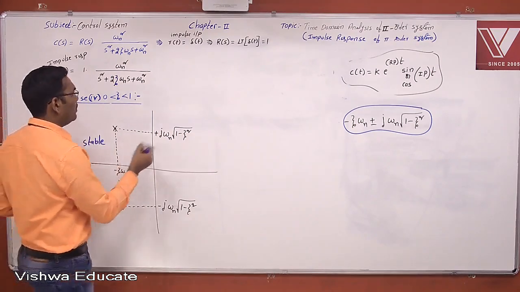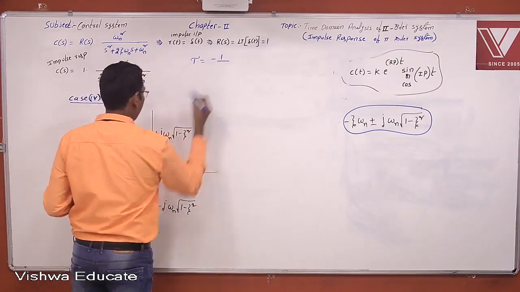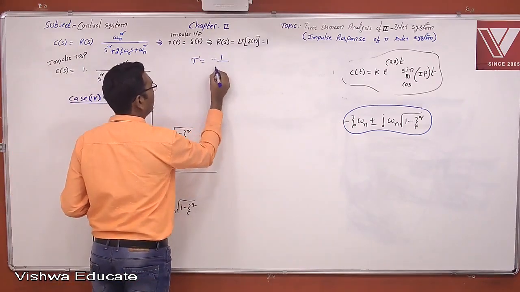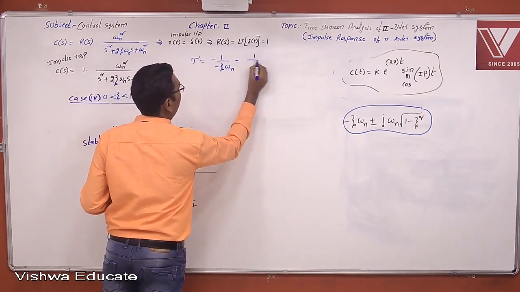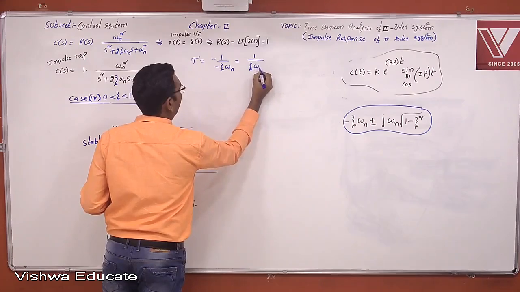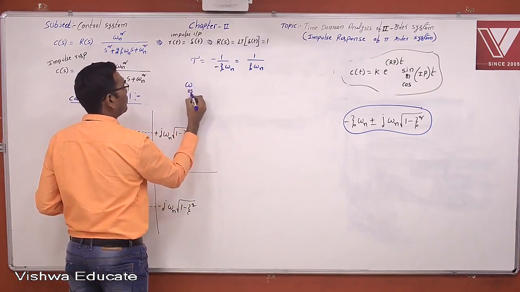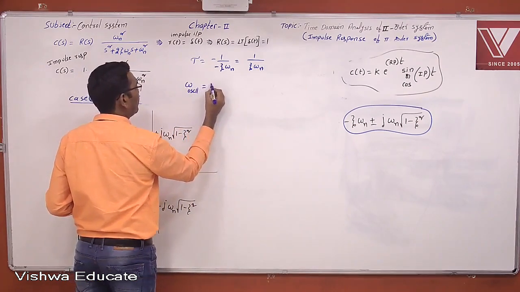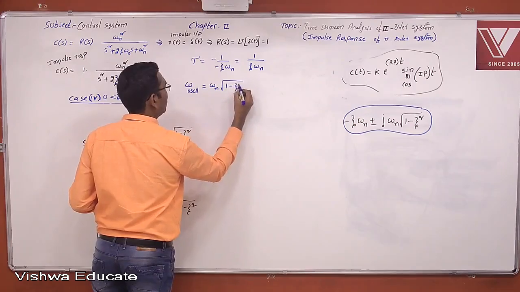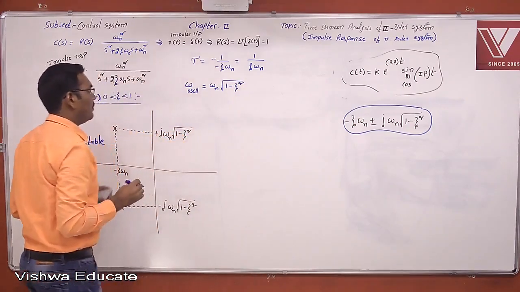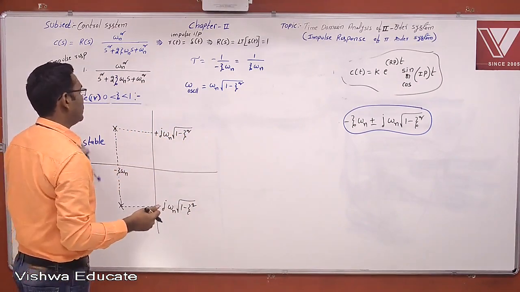Time constant is nothing but the negative of the reciprocal of the real part. Real part is minus zeta omega n, minus minus cancel, so 1 by zeta omega n. The imaginary part gives the frequency of oscillations. The frequency of oscillations is omega n into square root of 1 minus zeta square. Now this is the frequency of oscillations, radians per second. Now the system is stable.